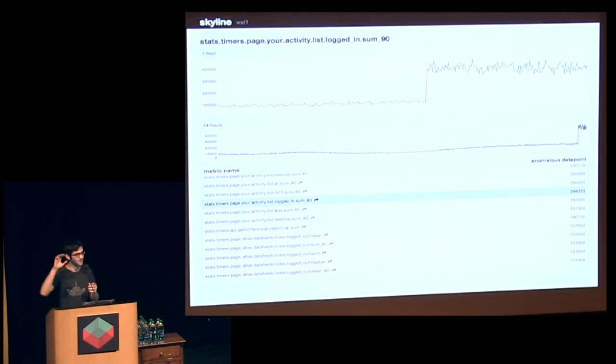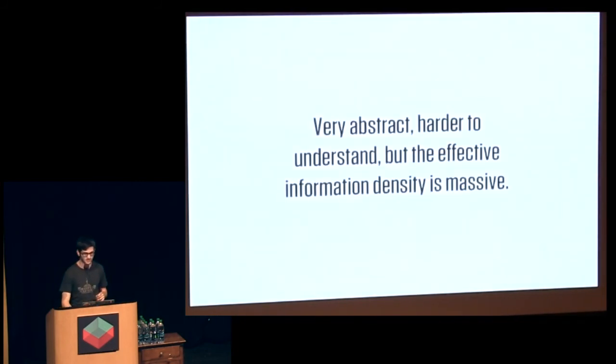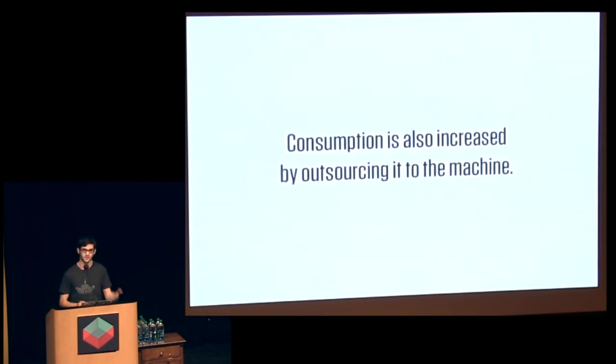So it's really high up on the level of abstraction. But what you gain out of it is a massive effective information density, right? Because you are effectively consuming everything. Even though you're not looking at it at all, what you're doing is outsourcing your consumption of all the metrics to the machine. So you're partnering with the machine, and the machine does a lot of the consumption for you. It looks at all the graphs for you, and then it says, okay, Abe, I think you should look at this graph. And then you are effectively skimming off the cream of the crop.